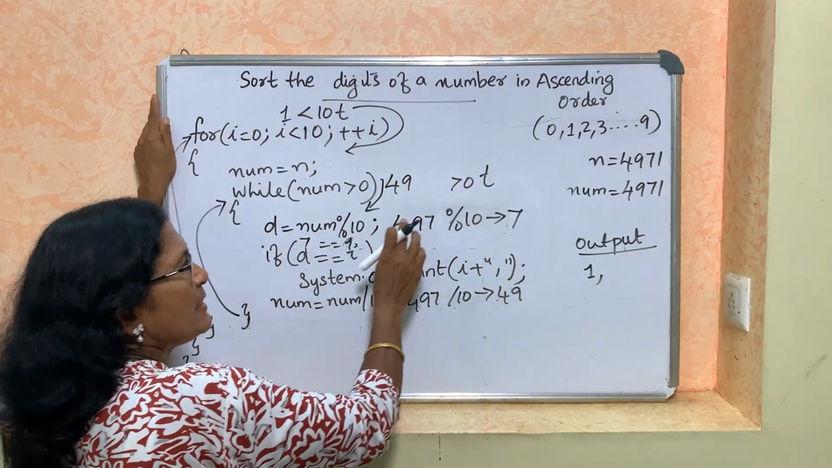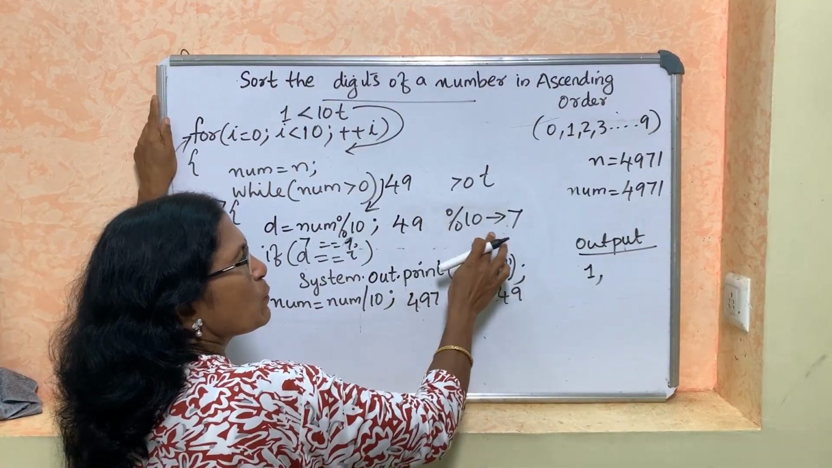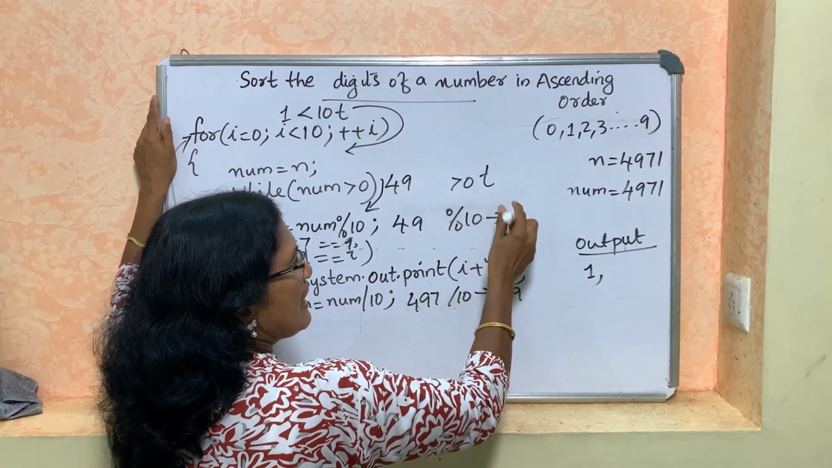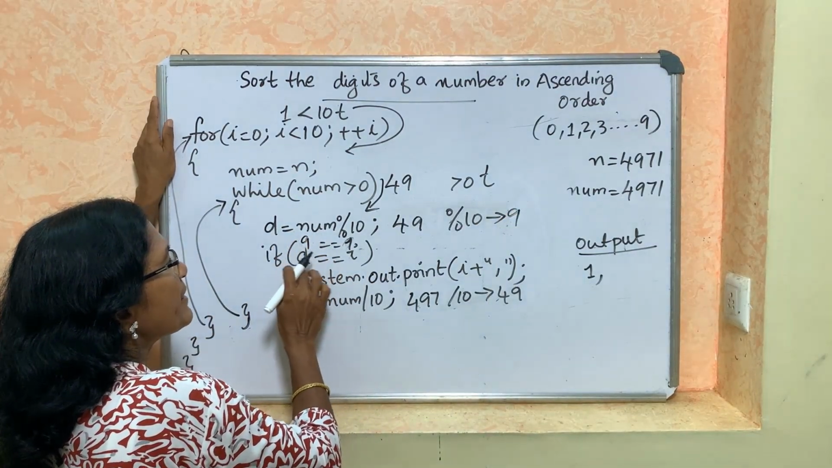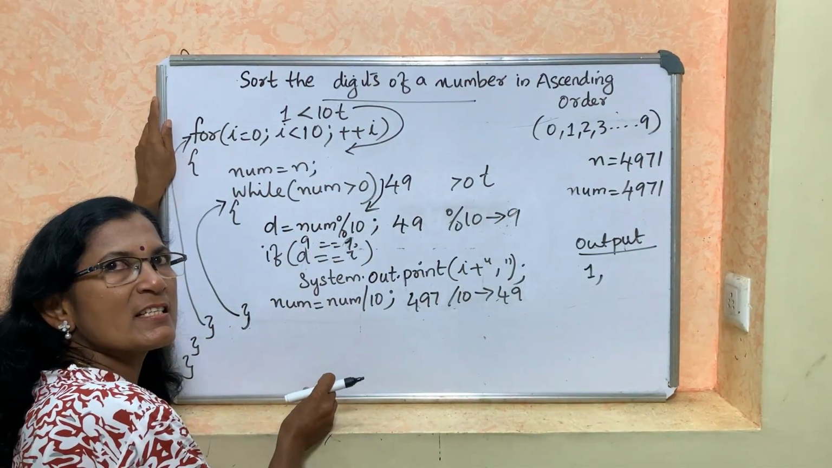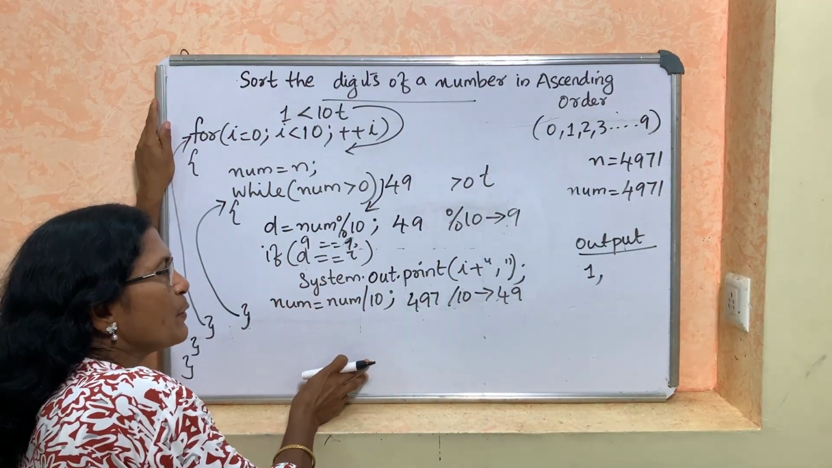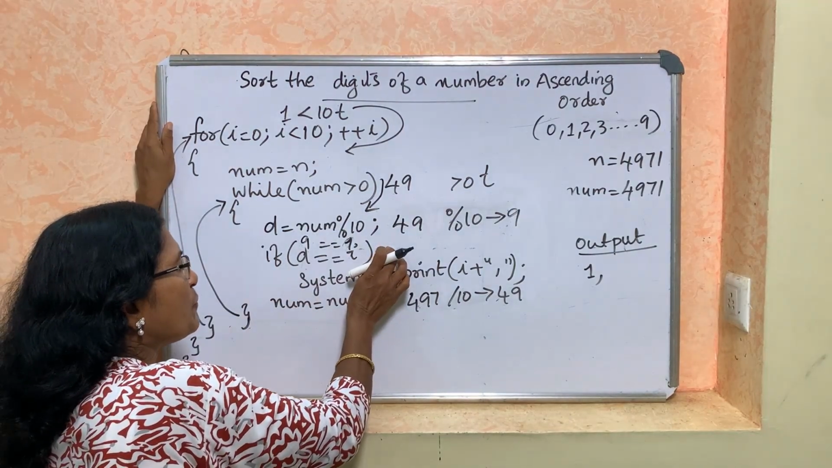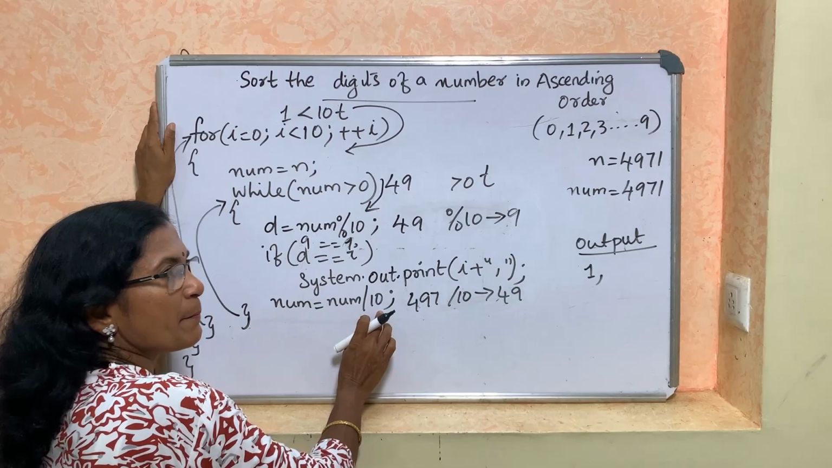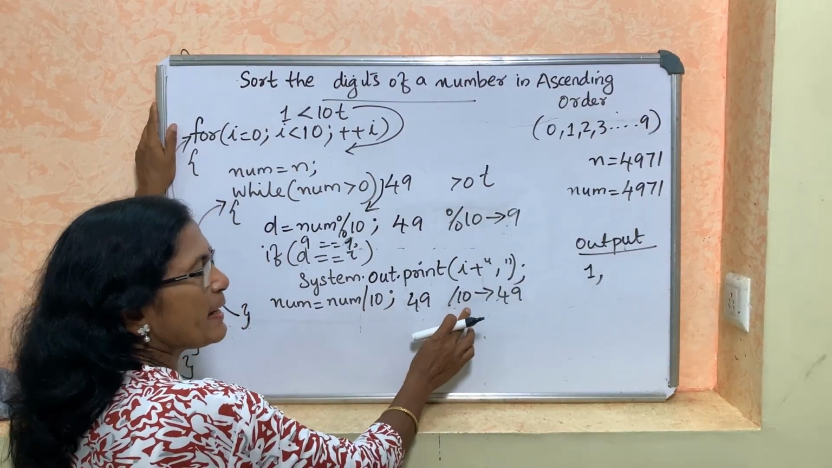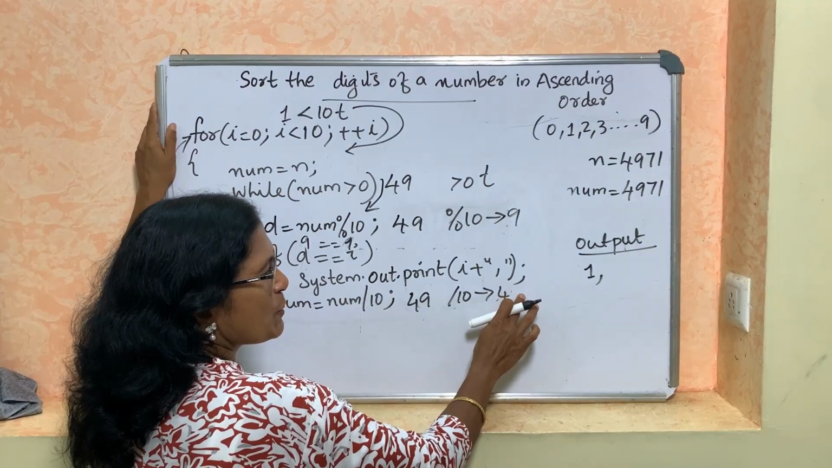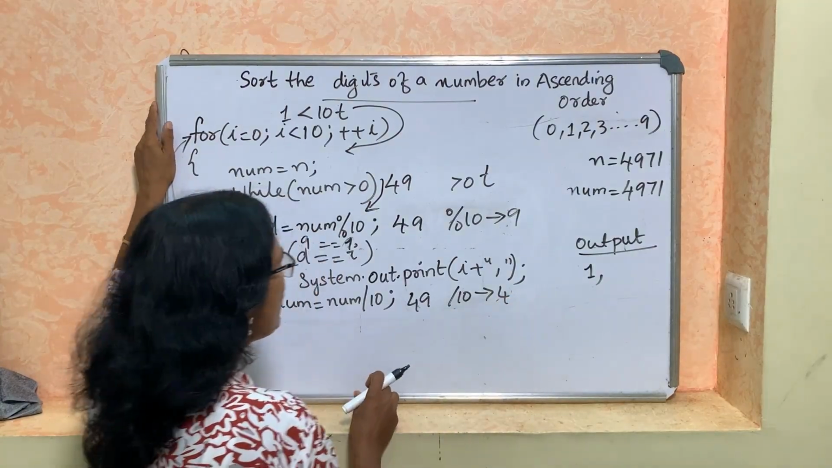Digit is extracted. Digit is equal to 49 modulus 10. The digit extracted is 9. Now the value stored in D is 9. Is 9 equal to 1? The extracted digit, is it equal to 1? No. Test expression is evaluated to false. So num is equal to num by 10 will be executed. 49 divided by 10, so the number is reduced to 4. Quotient of the division is 4.